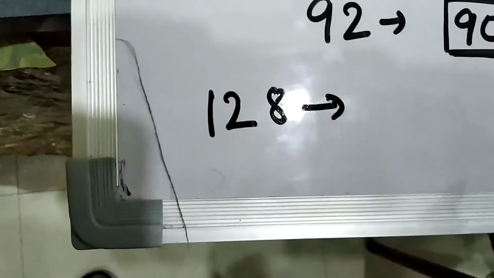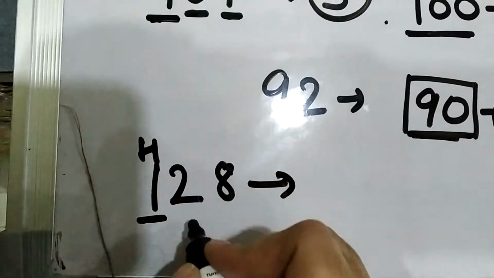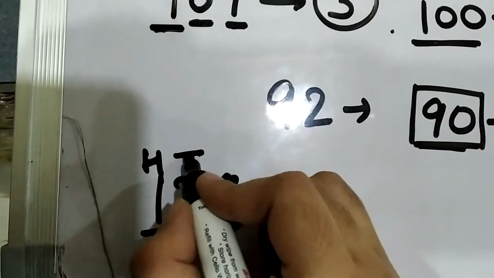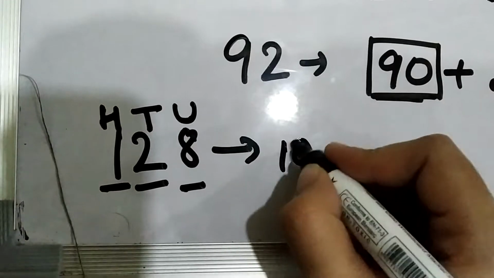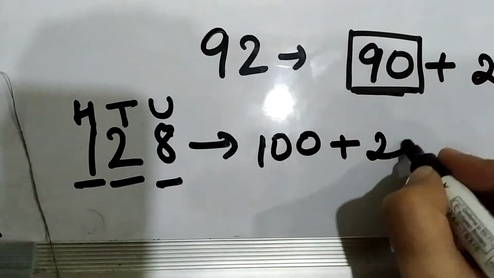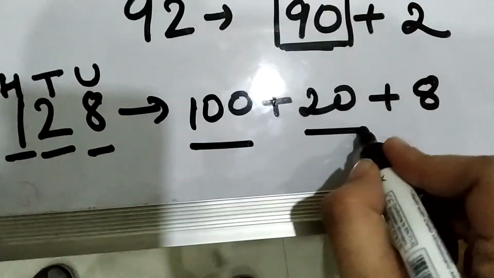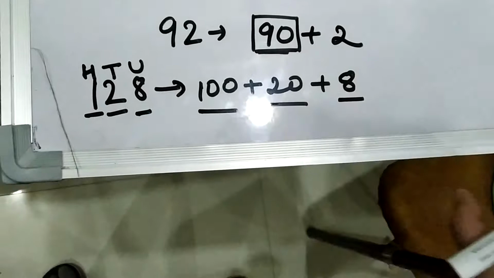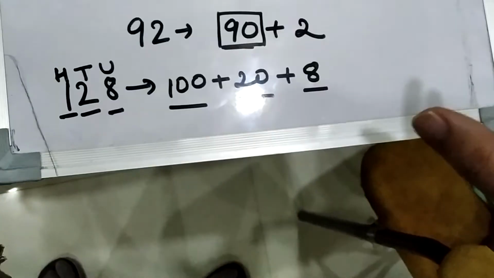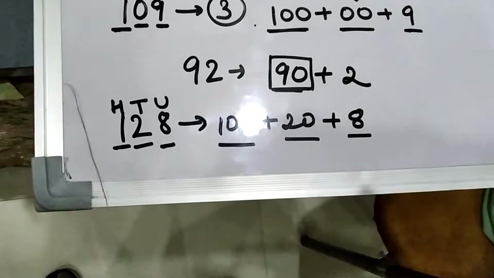Now I'll move ahead with 128. How are we going to write 128? It's very simple. This is the hundreds position, this is the tens position, and this is the units position. So it would be 100 plus 20 plus 8. That is how we are going to expand it. As I told you, expanded form means you are breaking things down, bringing more clarification to it.